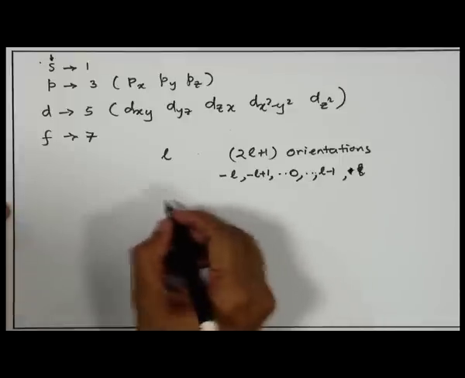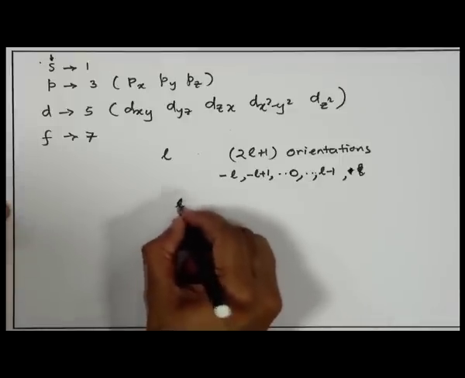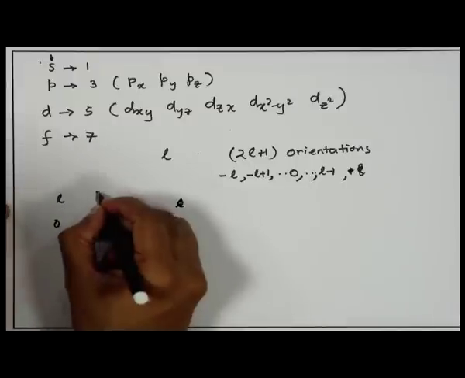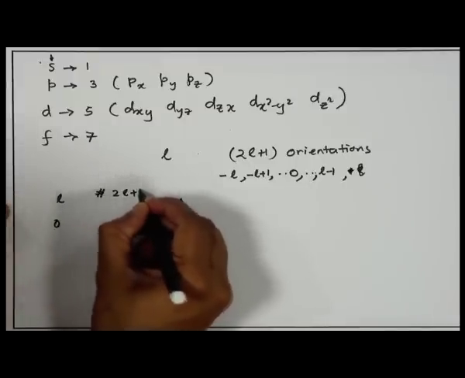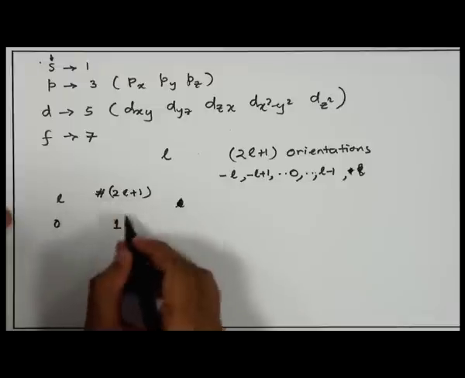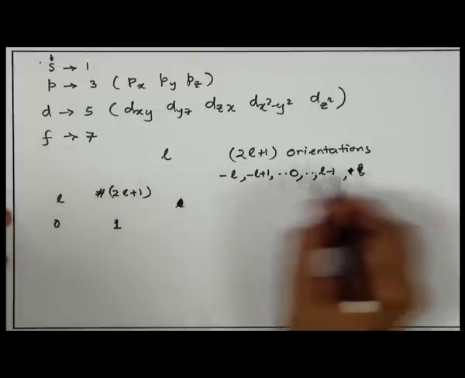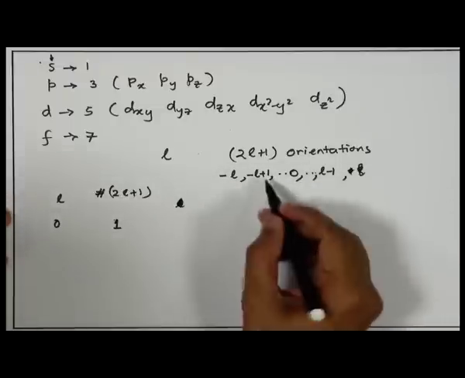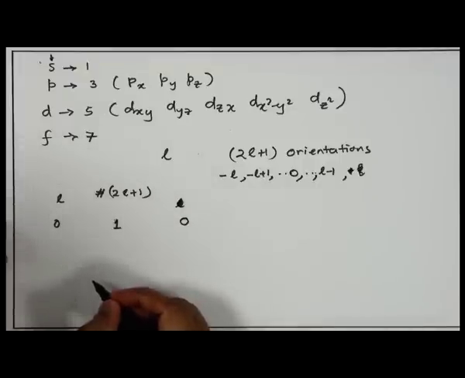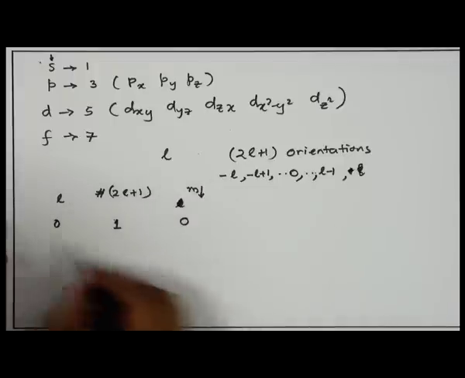So, let us say L is 0. How many orientations are given by 2L plus 1? So, 2L plus 1 is 1 because L is 0, and what are the values? It goes from minus L to plus L via 0. What is my L? 0. So, minus L is 0, plus L is 0. So, we got only one value. This is the value of the magnetic quantum number m.